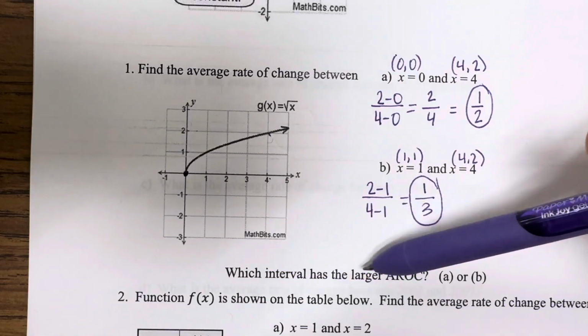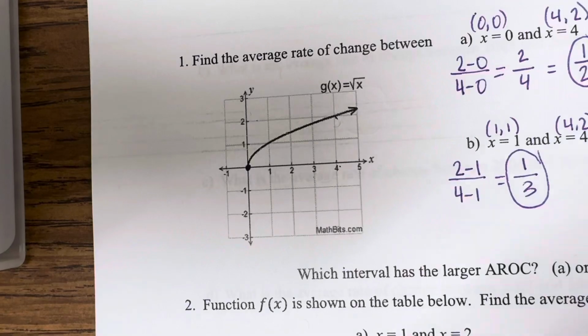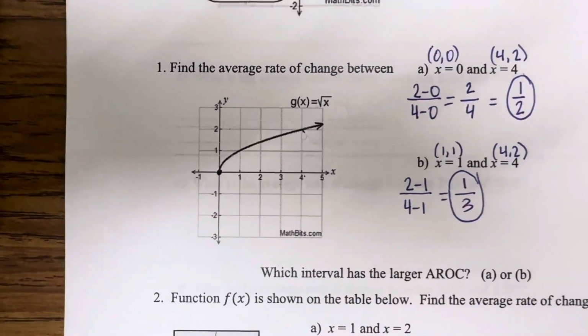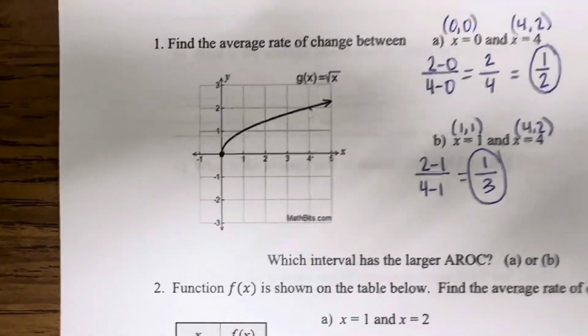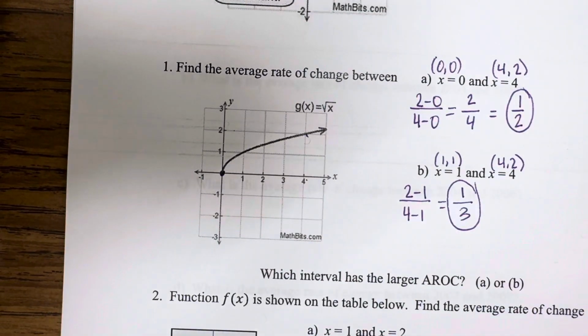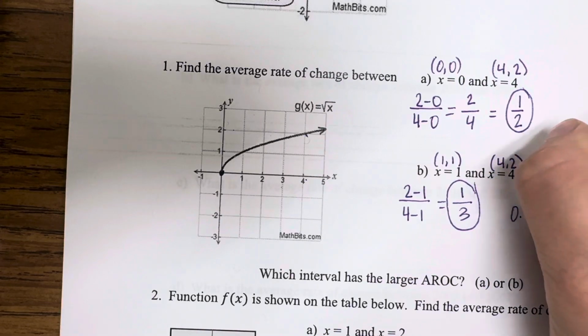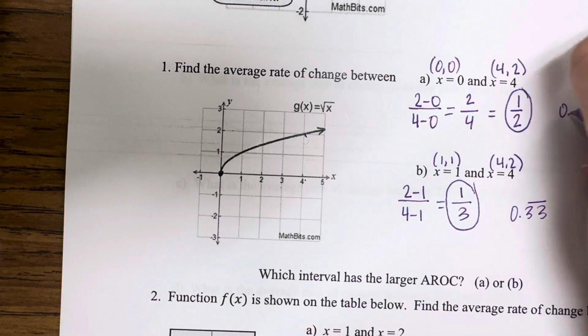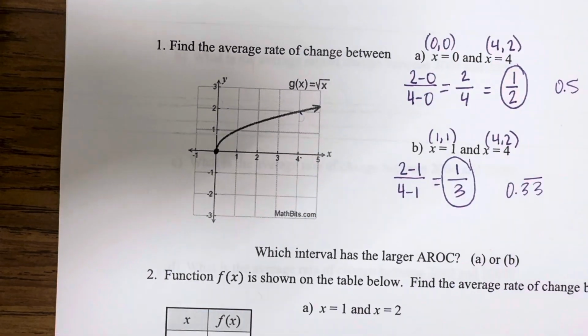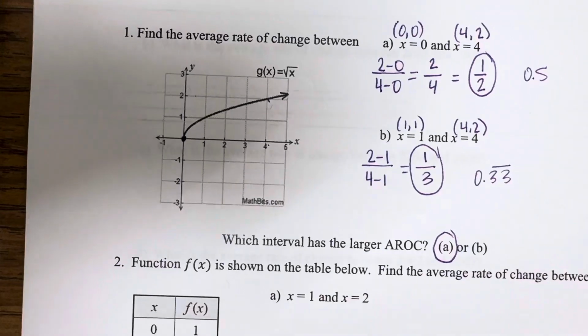So it says which interval has the larger average rate of change, A or B? So we have 1/3 and 1/2. Remember, 1/3 is the same thing as 0.3 repeating. 1/2 is 0.5, and 0.5 is the larger fraction. So interval A would be our larger rate of change.